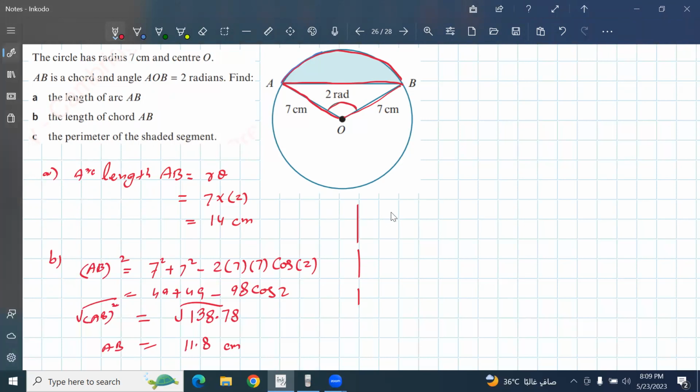So last part, the perimeter of the shaded segment. The perimeter of the shaded segment is, we already know the arc length AB is 14 plus the chord length. The chord length AB is 11.8. So we have 14 plus 11.8, which is 25.8, and it is perimeter, so centimeters.